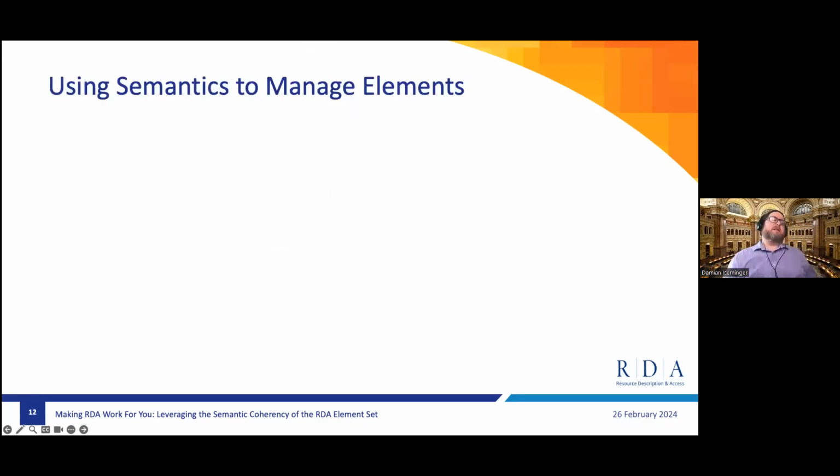So you could see from what I've shown so far that there are certain semantic structures embedded all over the RDA element set. But we can use these semantics to manage the element set to what you want to use. RDA has to throw a wide net and provide many elements because people have found uses for these elements, but it does not mean that everyone will be using these elements. So we have to find a way to manage them.